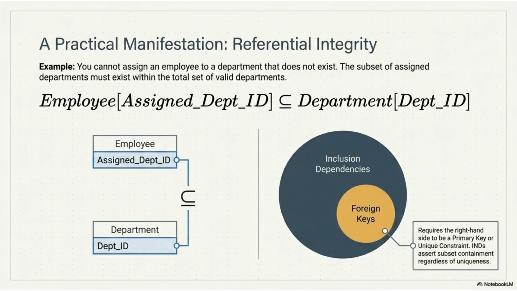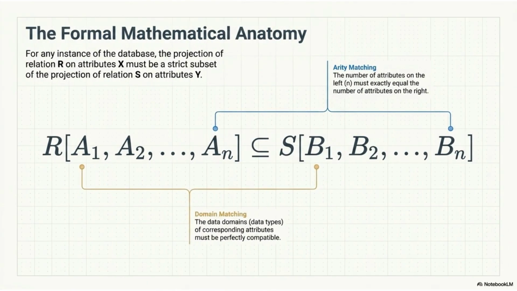A common example is referential integrity. You cannot assign an employee to a department that does not exist. The assigned department ID must be a subset of the total set of valid department IDs. Formally, an inclusion dependency requires two conditions: arity matching, where the number of attributes on both sides is equal, and domain matching, ensuring data types are perfectly compatible.